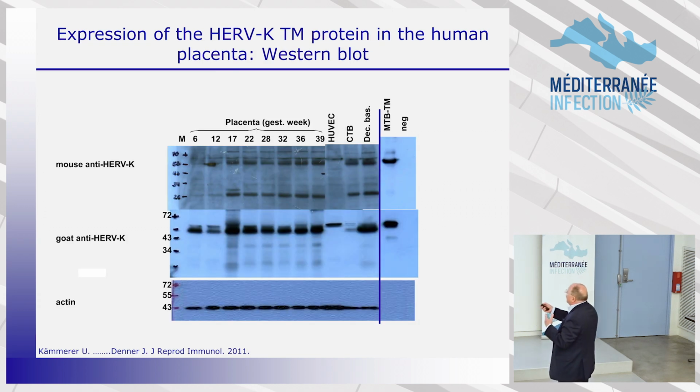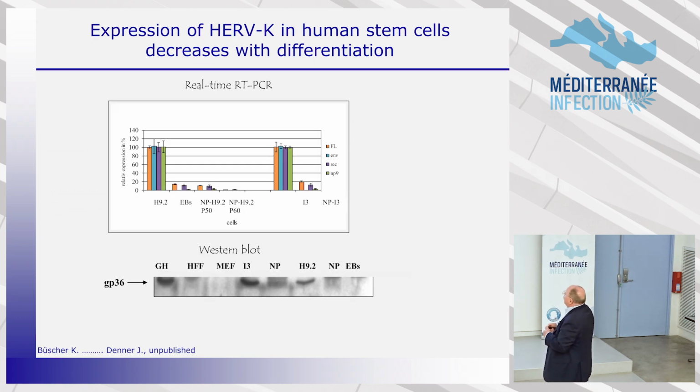Here we showed it in Western blot with mouse antibodies and goat antibodies. So you see that with time the expression increases. Here are the controls. So it is present, and the question is, what does HERV-K do in addition to syncytin 1 and 2? We also found expression of HERV-K in human stem cells.